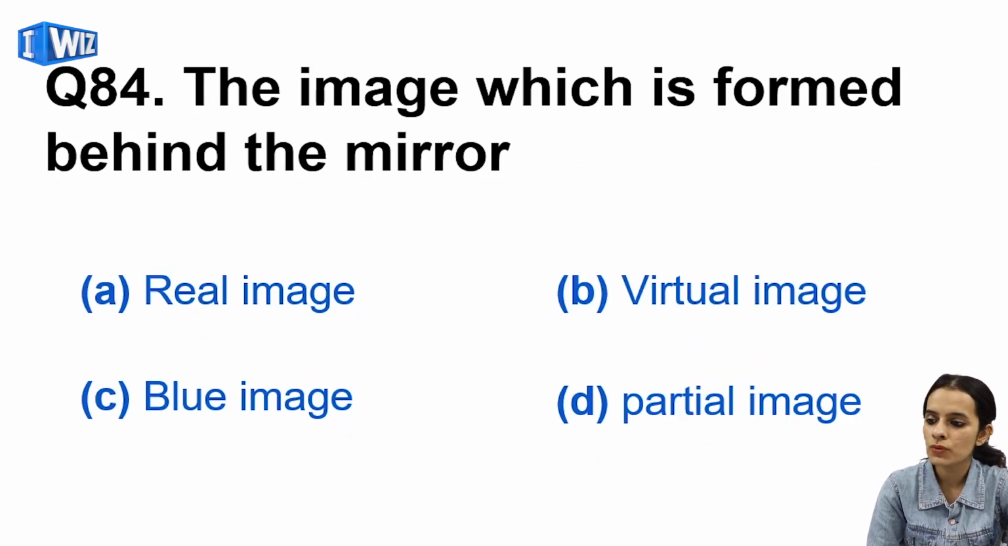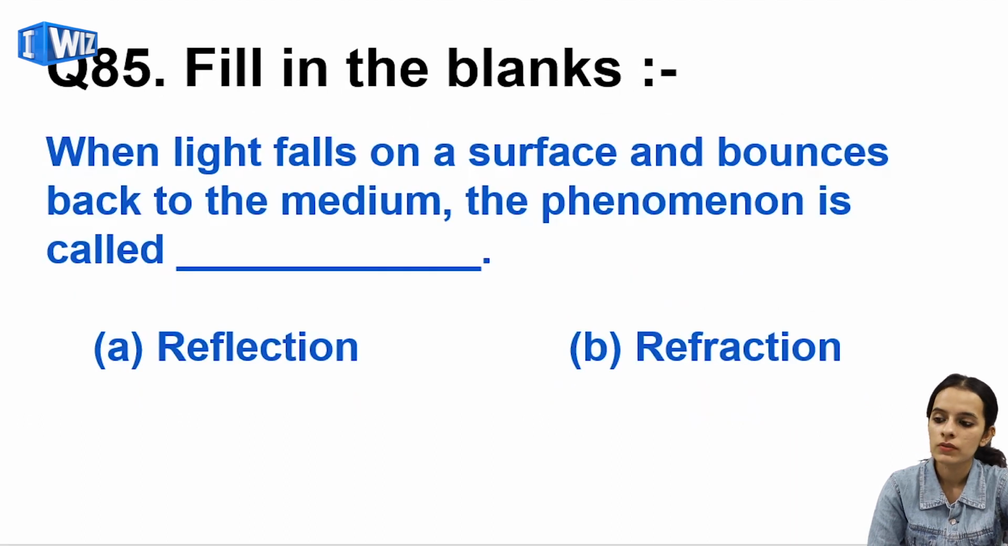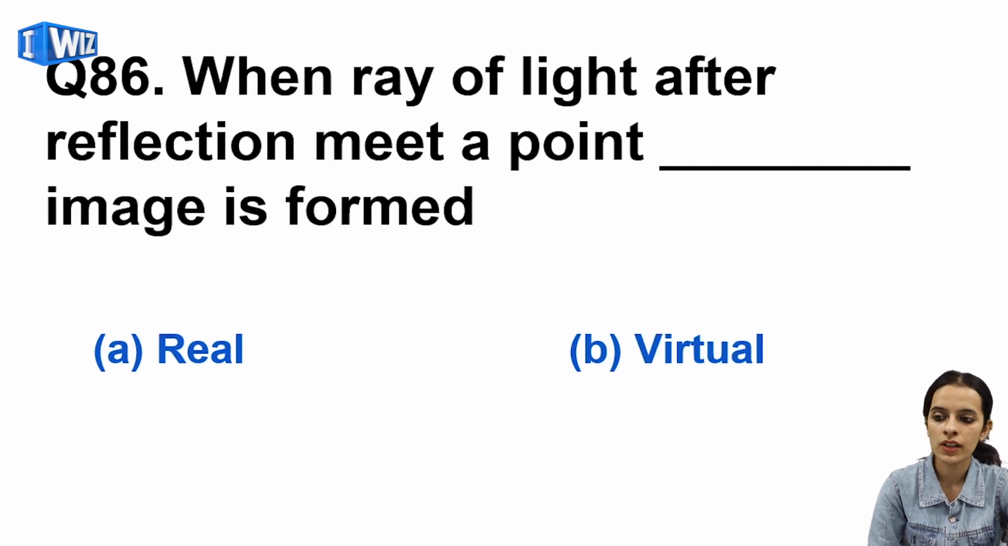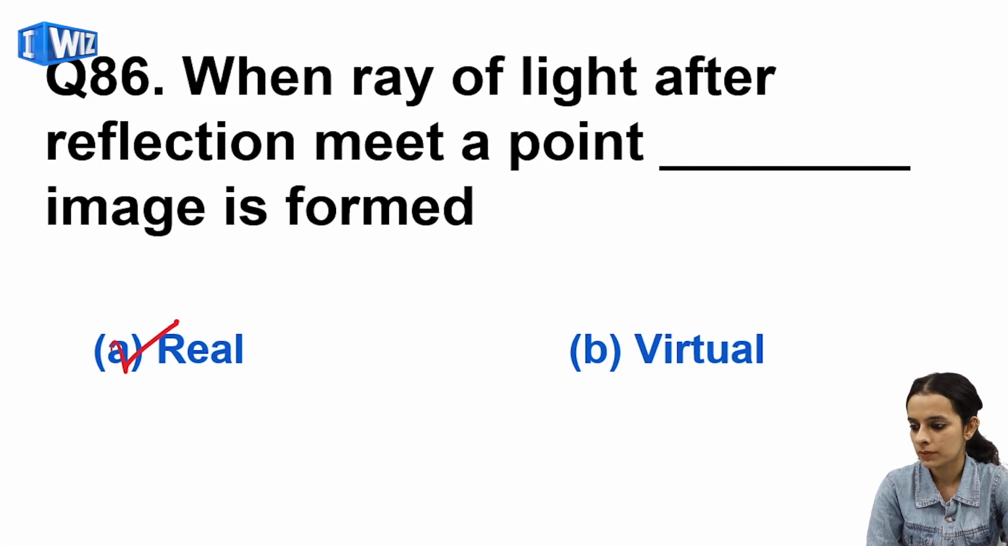Next, the image which is formed behind the mirror is always virtual, and cannot be formed on the screen. Next, these are fill in the blanks, so you have to choose the right one. When a light ray falls on a surface and bounces back to the medium, the phenomenon is called, obviously, reflection. Next, when rays of light after reflection meet at a point, what type of image is formed? A is real, B is virtual. When they meet, then it is called a real one.